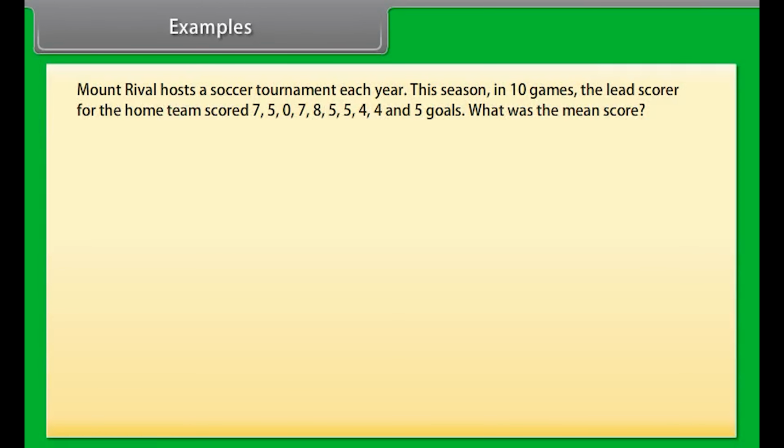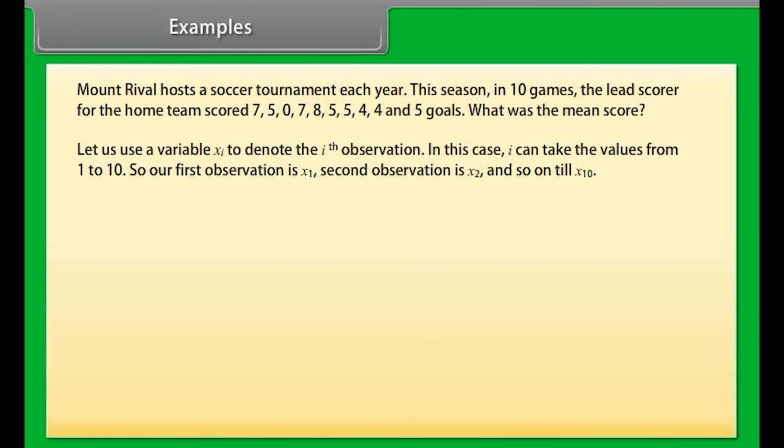Mount Rival hosts a soccer tournament each year. This season, in 10 games, the lead score for the home team scored 7, 5, 0, 7, 8, 5, 5, 4, 4, and 5 goals. What was the mean score? Let us use a variable xi to denote the ith observation. In this case, i can take the values from 1 to 10. So our first observation is x1, second observation is x2, and so on till x10.